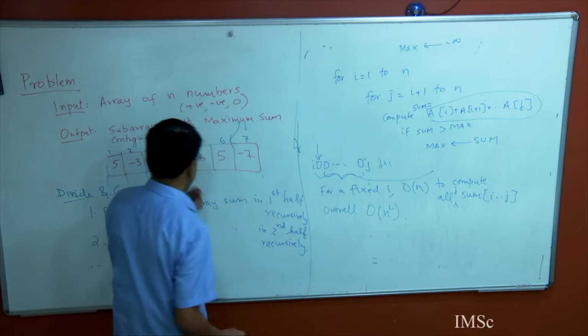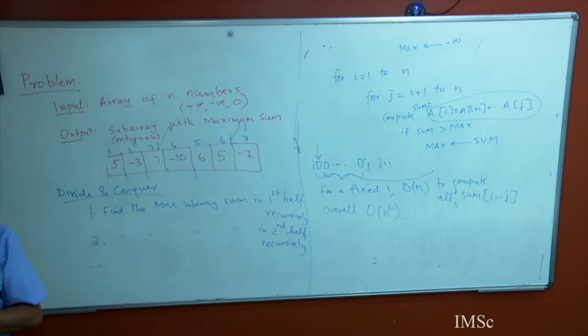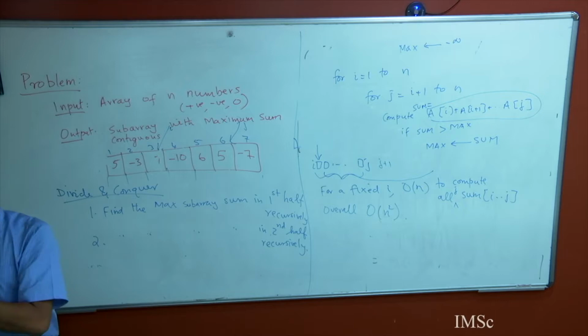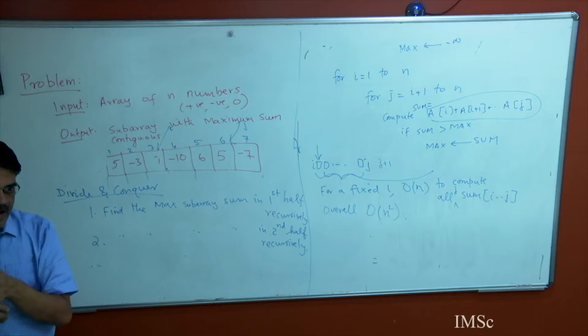Now what is left to do? I have taken my array, divided it into two halves, and among all possible sums in the first half, I found the maximum sum recursively. Similarly, I have done it in the second half. Now what is left? Now I need a subarray among all the subarrays which span both halves. I want to find the maximum subarray, and then I have to pick the max of the three things, and that's my output.